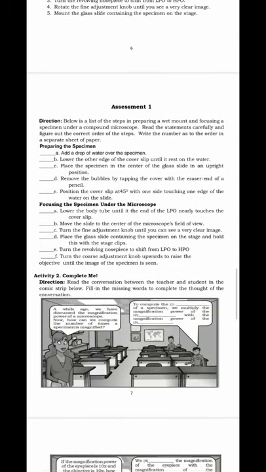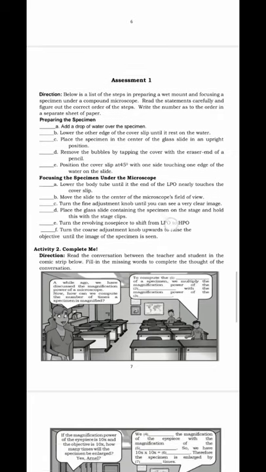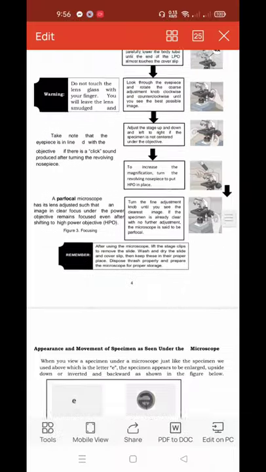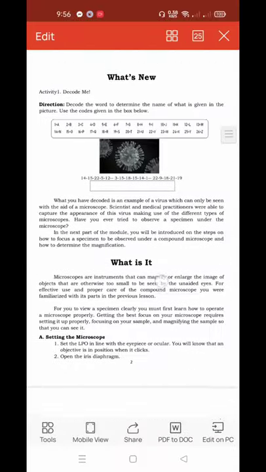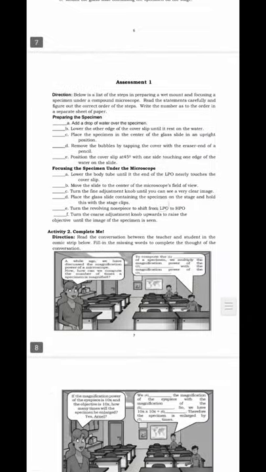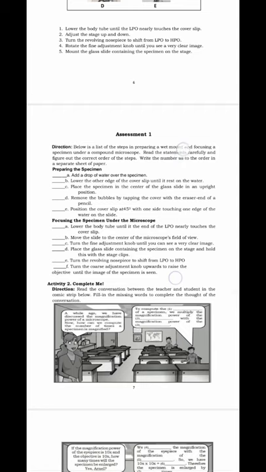So if it is the first step, just write number 1 in letter A. And then if you think letter E is the second step, position the cover slip at 45 degrees with one side touching one edge of the water on the slide, then you will put number 2 in letter E. So in order for you to answer assessment 1, just back read on the discussion on what is it and the steps, so you can answer assessment 1.